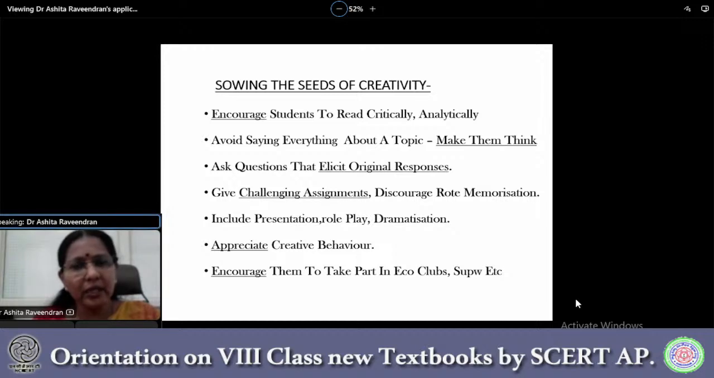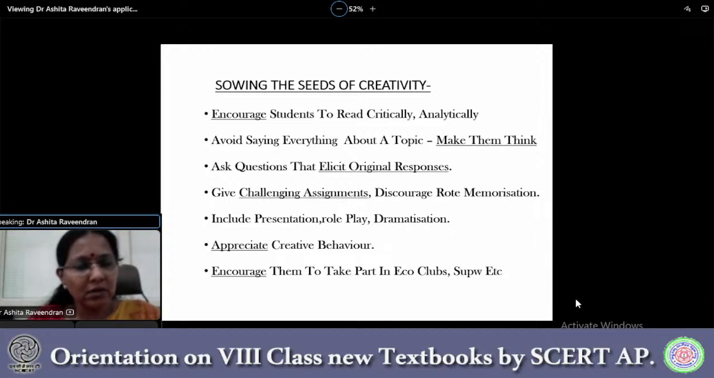Let them read it critically, think critically, and work on it analytically. You need not give everything. That is very important. Our role is not just providing information. Information has to be constructed. Let them think about it and let them speak on it. This makes them think, which is the more important role of a teacher.